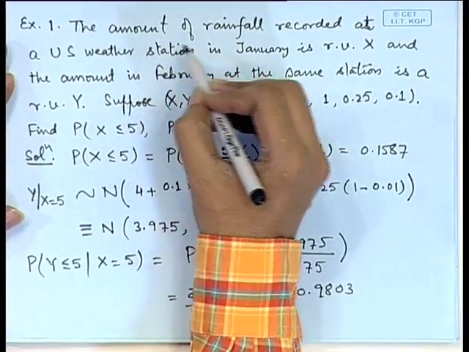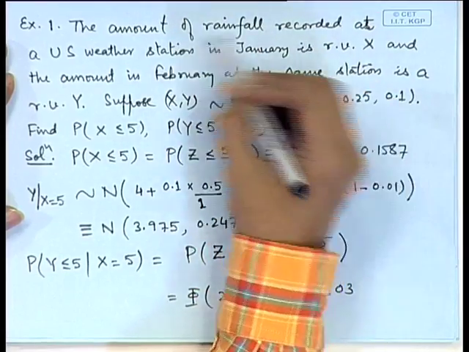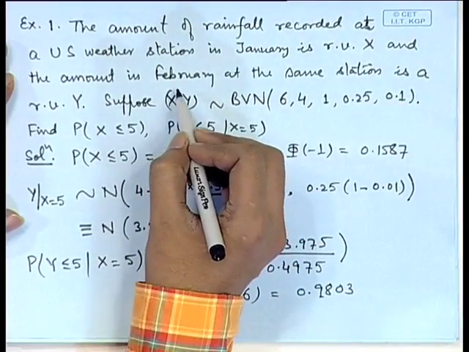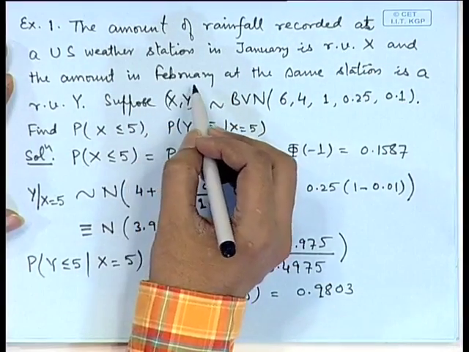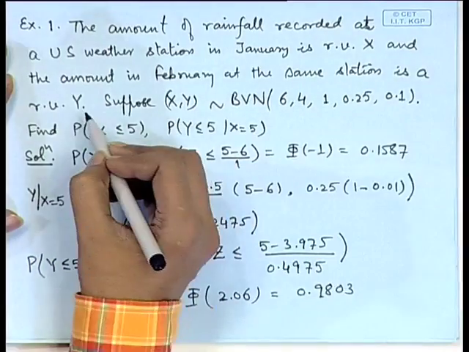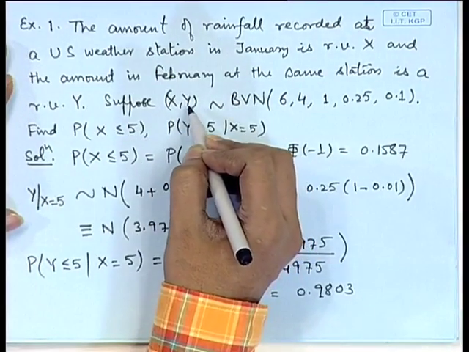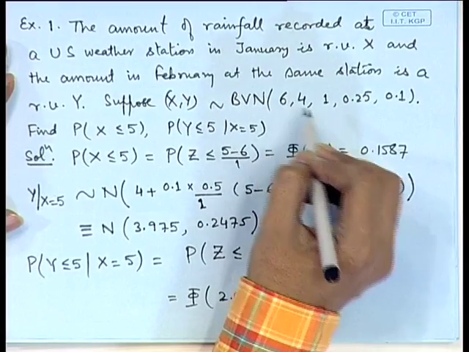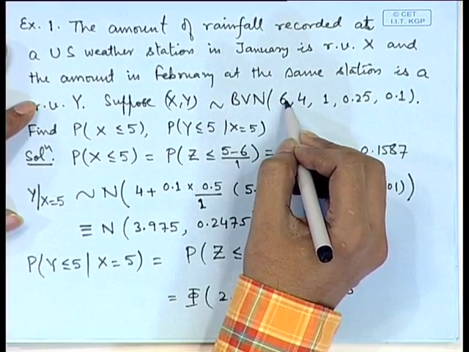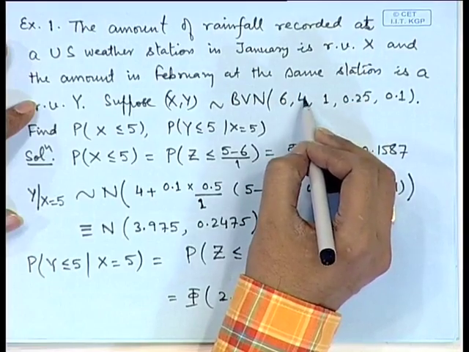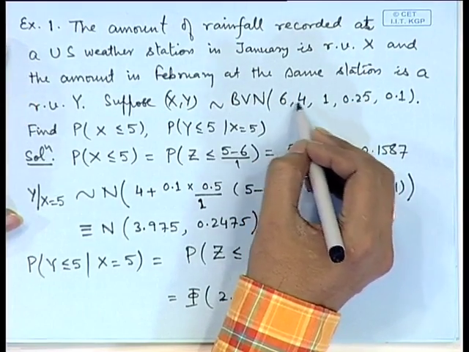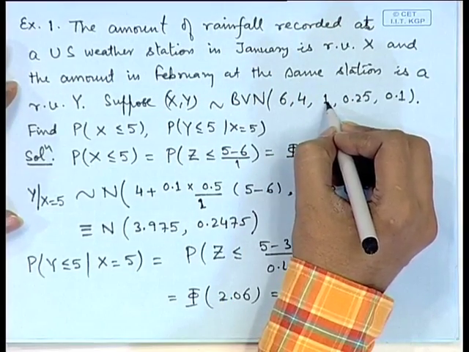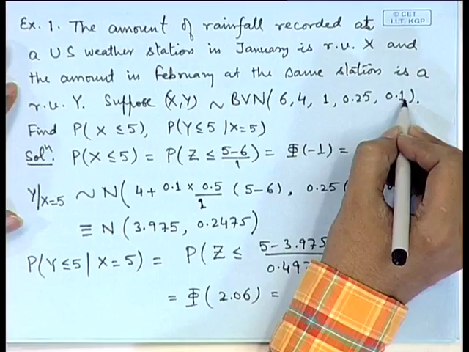Let us look at a problem here. The amount of rainfall recorded at a US weather station in January is a random variable x, and the amount of rainfall recorded in February at the same station is a random variable y. Suppose the distribution of x and y is observed to be a bivariate normal distribution with mean 6. So, the mean of random variable x is 6, the mean of random variable y is 4. So, suppose it is measured in inches, or centimeters. The variances are 1 and 0.25 and rho is equal to 0.1.